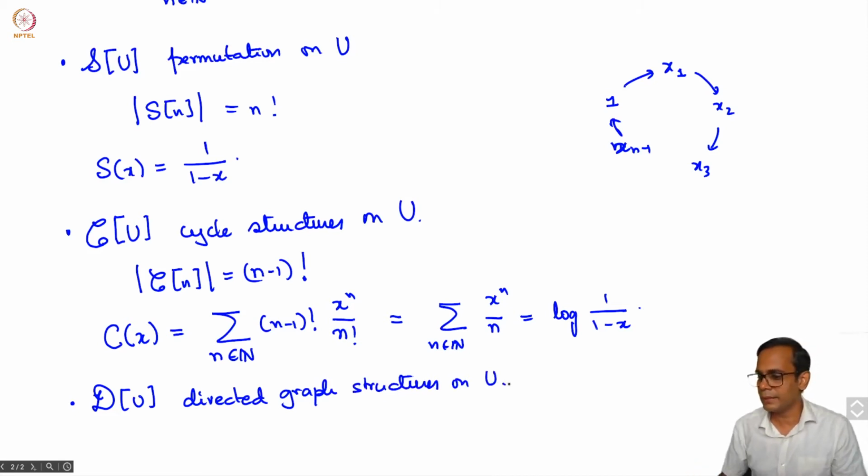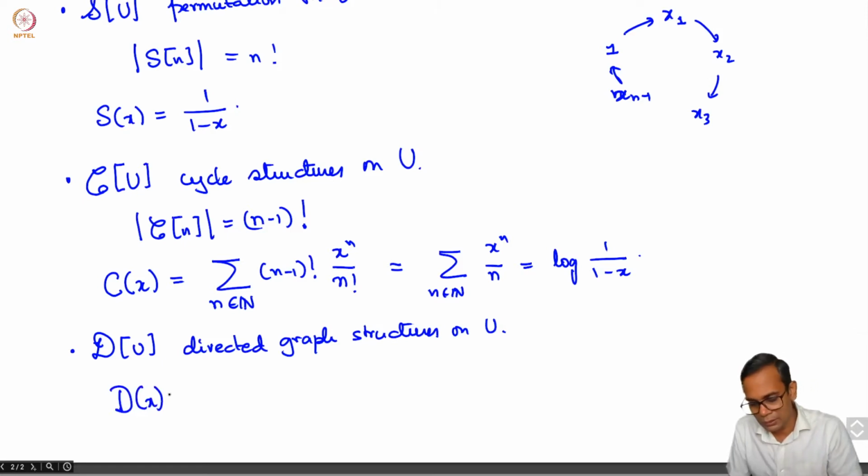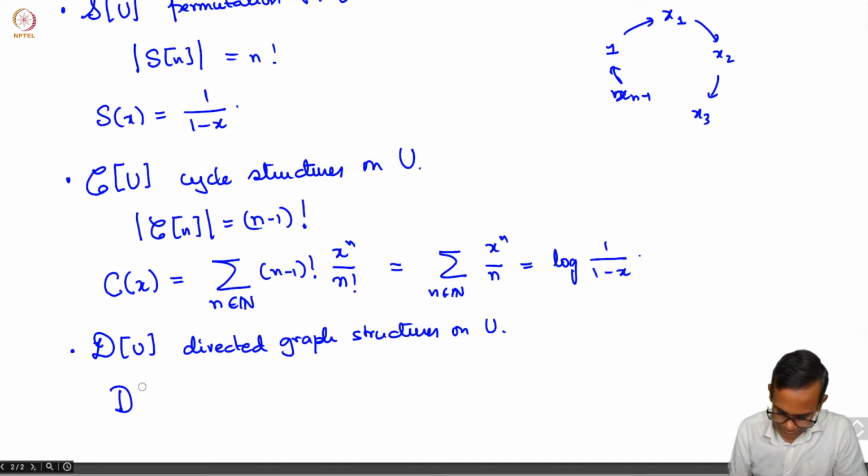Then the number of directed graph structures on U is just, so we just know what this is, because for each pair of nodes in U, you need to decide whether or not there is a directed edge for every ordered pair. So d_n is just going to be 2 to the power n squared, if you allow loops also.